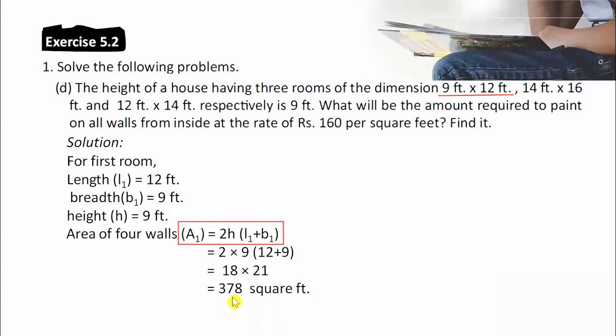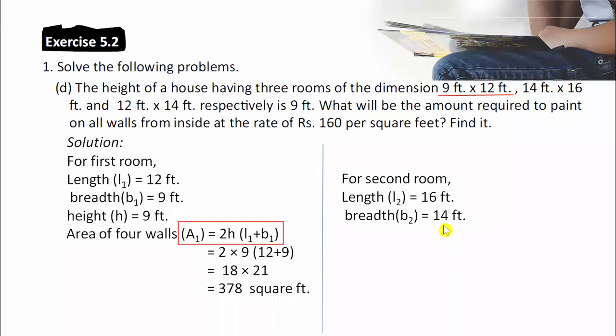Am I right? Are you calculating? Check it. Maybe I am wrong. Yes, sir. Right, sir. Okay. Then look at the solution for second room. For second room, length is 16 feet, breadth is 14 feet, and height is 9 feet only.